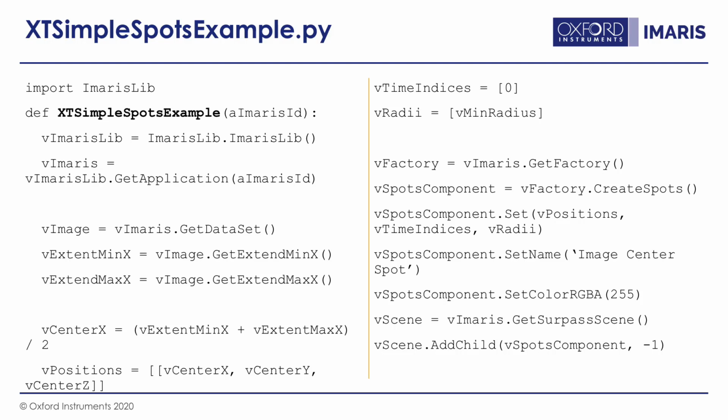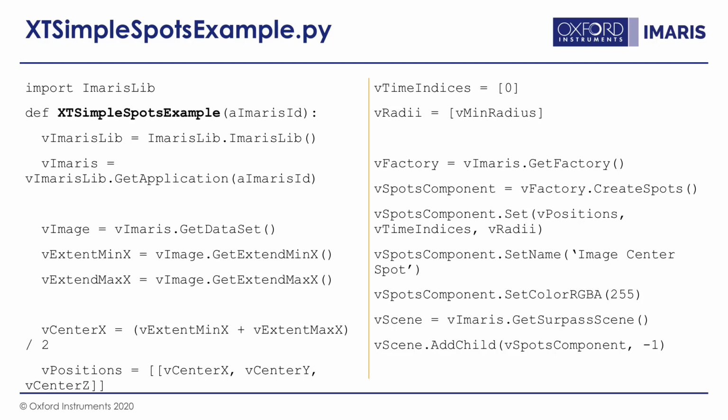So far, the spots component has been created, but it's not yet added to the scene. So with the last 2 lines, I get a handle to the scene. Scene equals Imaris get surpass scene. And then I add the spots component as a child to the scene. The second argument, the -1, means that it should be added at the end.